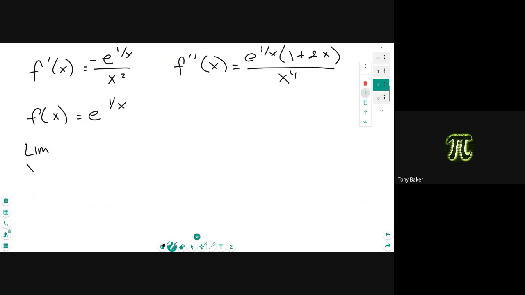So the limit as x goes to infinity of f of x is what? As x goes to infinity, this is going to go to 0, right? So what's e to the 0? 1. And then the limit as x goes to negative infinity of e to the 1 over x is. All that's going to do is basically put it in the denominator, but it's still going to go to 1, right? It's 1 over 1, which is still 1. Okay, so I have my asymptotes at 1. I know that much.